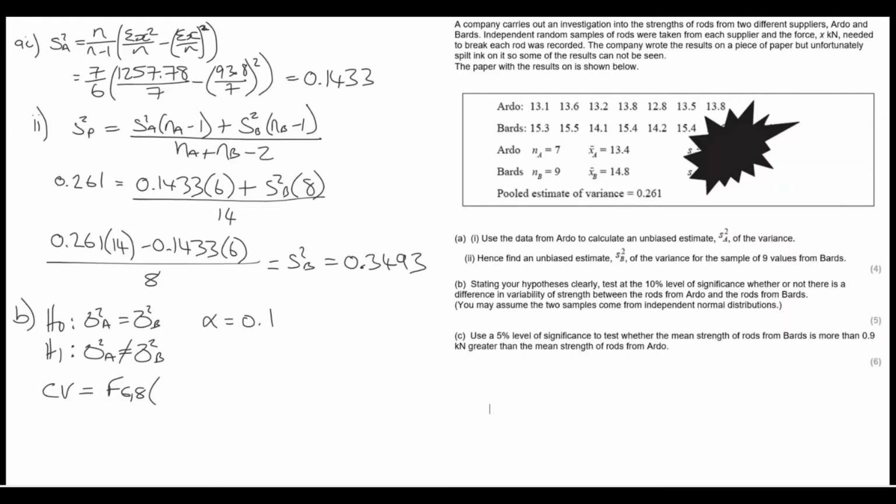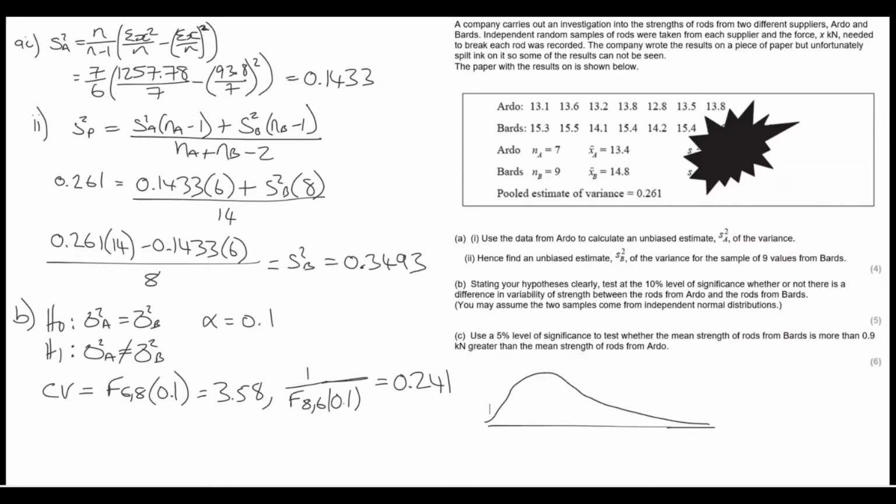So from there, we get 3.58. At the other end, it's going to be 1 over 8 and 6. So that's another critical value into the calculator, and we get 0.241. What does this look like on the diagram? Well, here are the two critical regions. We'll just check our test statistic and see whether or not it ends up in the critical region.